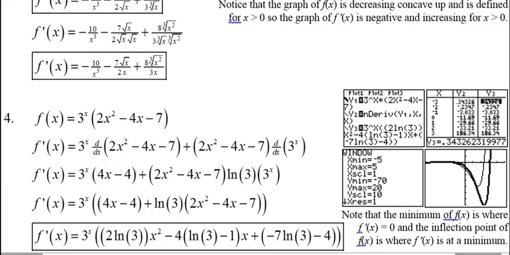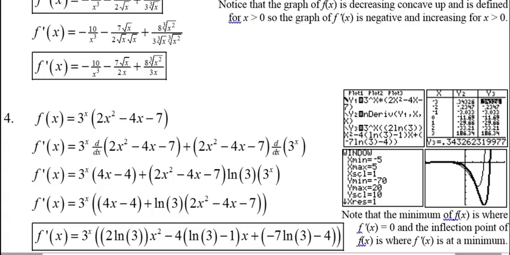2 times 2 is 4. Power goes down to 1. And negative 4x, the derivative is going to be negative 4, and the derivative of negative 7 is 0. Over here, the derivative of 3 to the x is natural log of 3 times 3 to the x. Alright, well we have the derivative at this point, so that's a legitimate formula, but we would typically like to have our functions in factored form if we can.